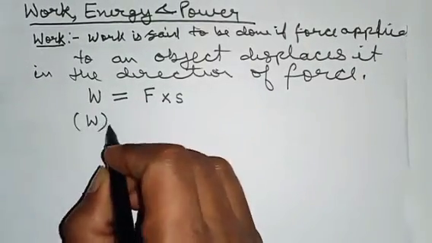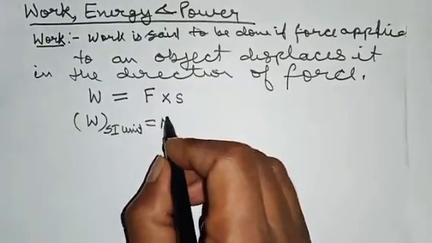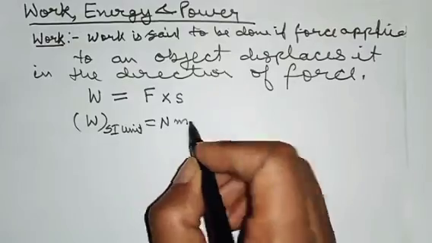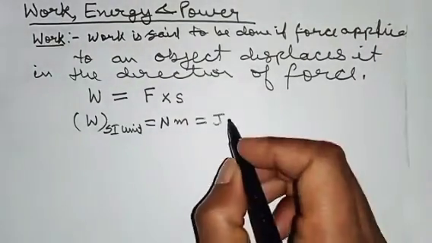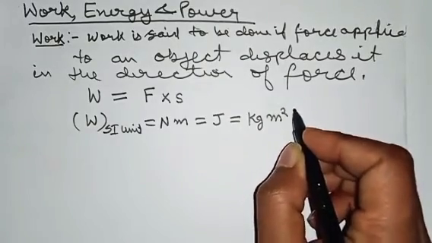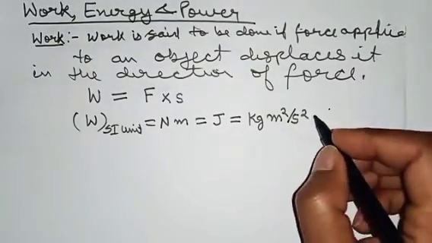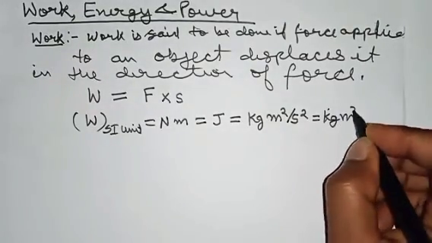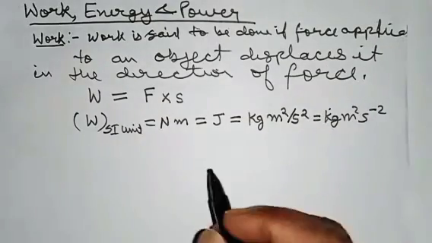SI unit of work: force has unit Newton and displacement has unit meter. So, Newton meter, or it is also called joule. It is also called kg meter squared per second square. In the books you can see this is also written as kg meter square second minus 2, and simple mathematics if we take it in the numerator.